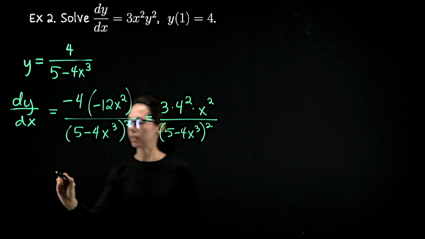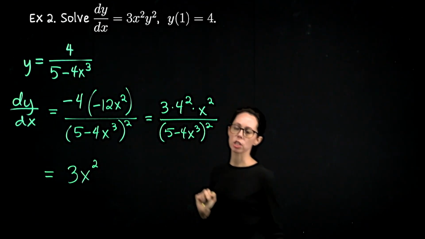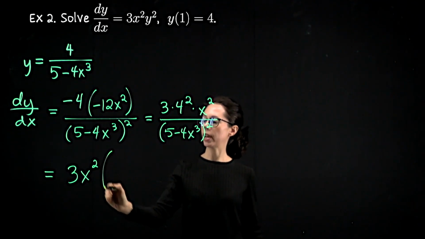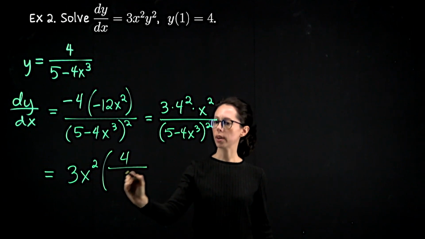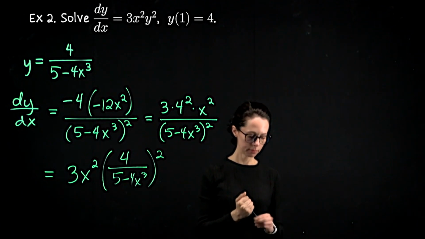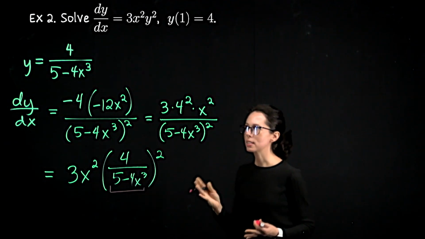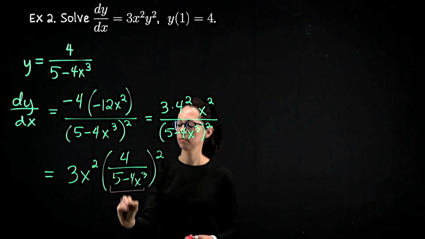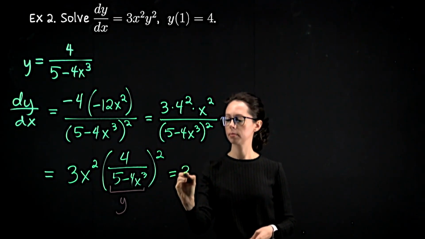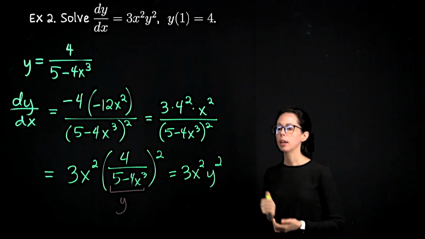And now we've got 3x squared, and then this looks a lot like y. In fact, let me write it down here. So we'll have 3x squared. I'm going to peel those expressions from the numerator out front. And then 4 squared over this denominator squared, I'm going to write as the single fraction 4 over 5 minus 4x cubed, all that squared. But then this expression that I'm squaring is literally y, so it's up here. So we've got y back, so this is now 3x squared y squared. And that's exactly what we wanted to see. Okay, that's one thing I wanted to do.